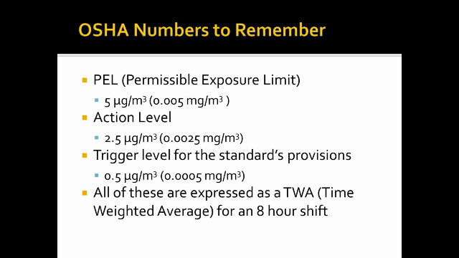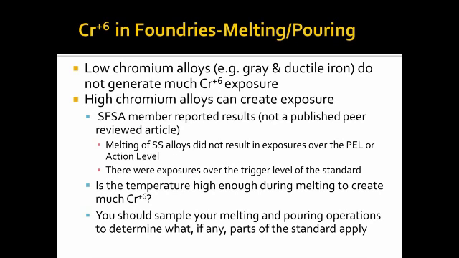An important thing to keep in mind is these are all expressed as 8-hour time-weighted averages, so you may have some task or process that doesn't last a full 8 hours, but if that average for that 8 hours is over these levels, then that's how you look at the numbers. So the numbers to keep in mind are 5 micrograms for the PEL, action level 2.5, and then the trigger level for the standard provision at 0.5. So let's talk about what we have in foundries with hexavalent chromium.